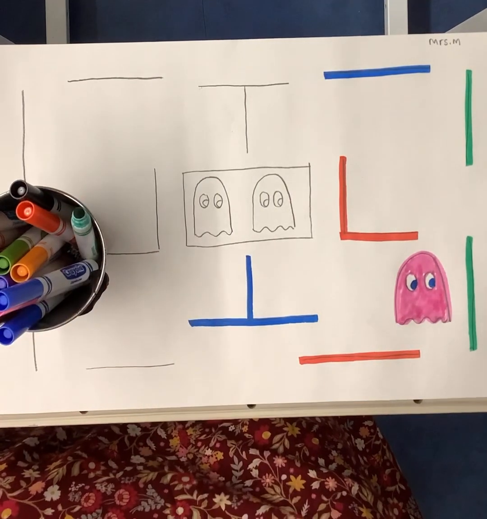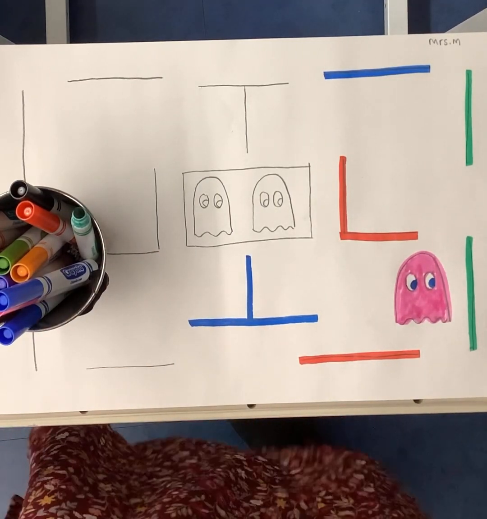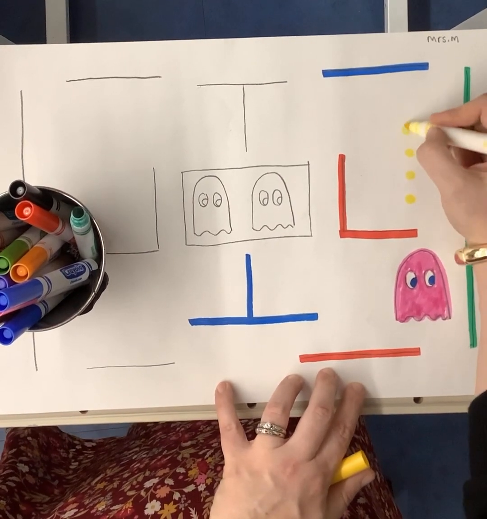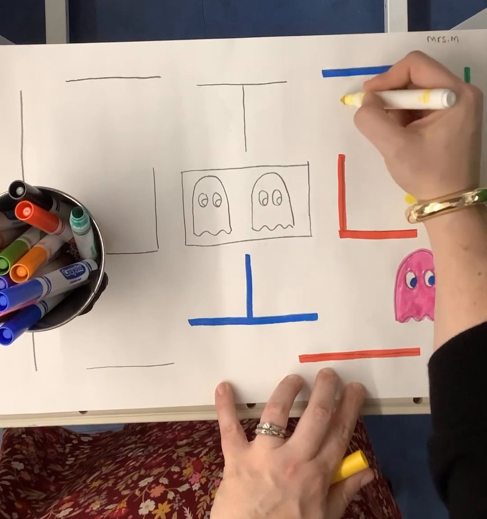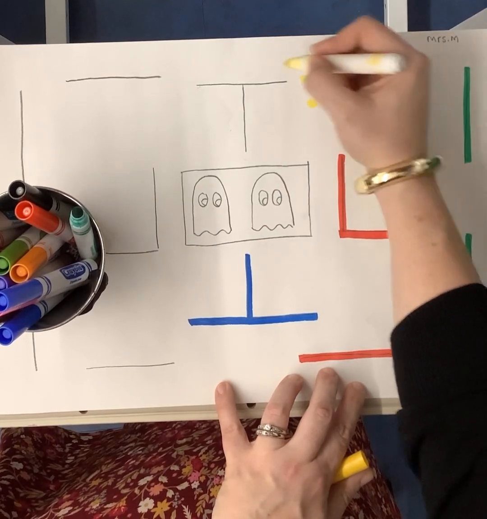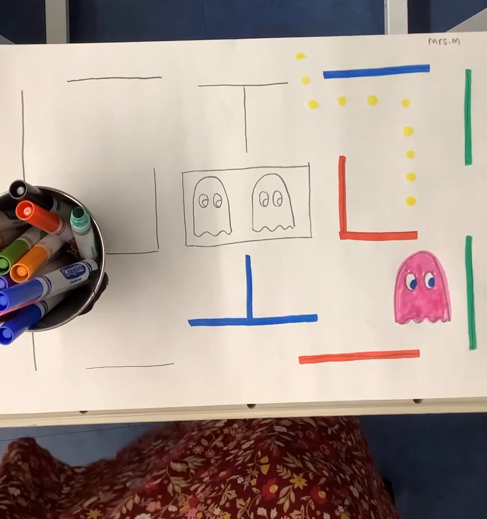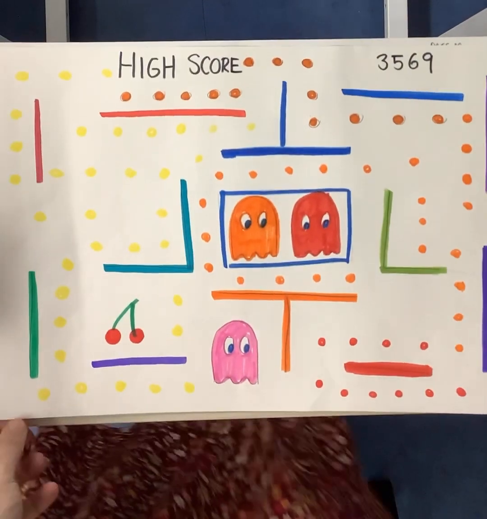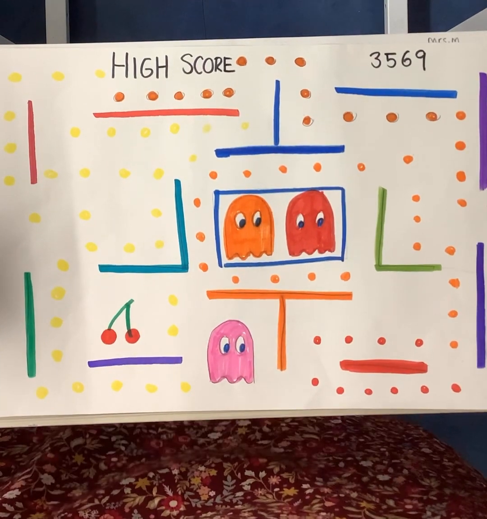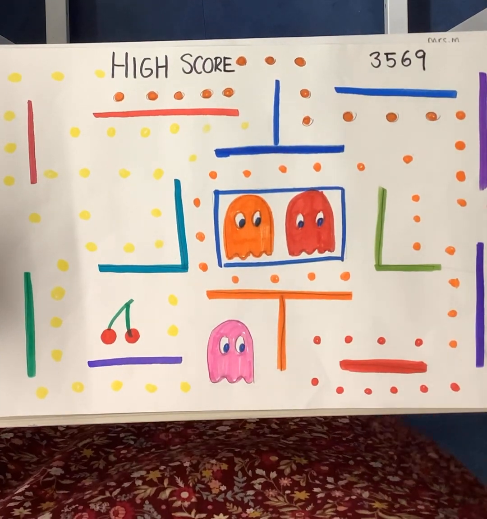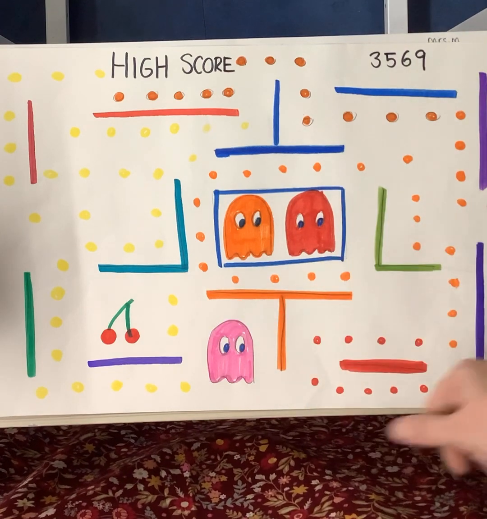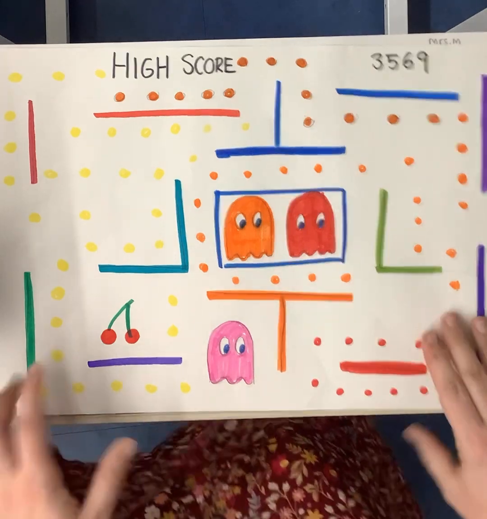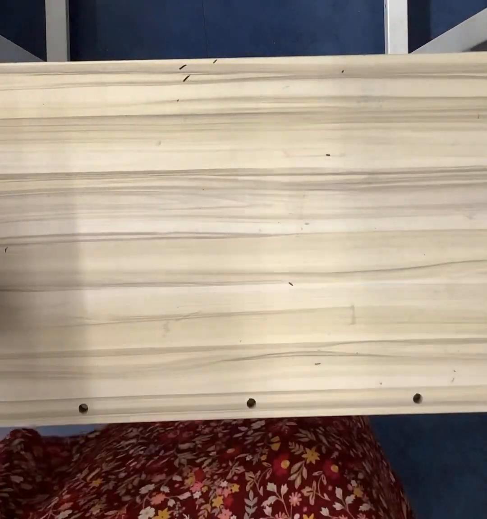For your dots, you're just gonna take your marker and we're gonna do a dot path. And you can do the dots anywhere on your paper, but you want it to be like a trail that Pac-Man can follow. And you don't have to do the dots yellow, but you want to do enough dots so that you can fill your whole paper like a maze. Now, who's missing? Did you guess Pac-Man?